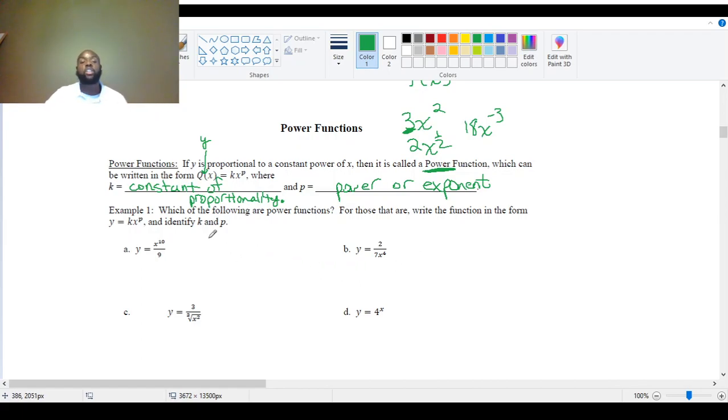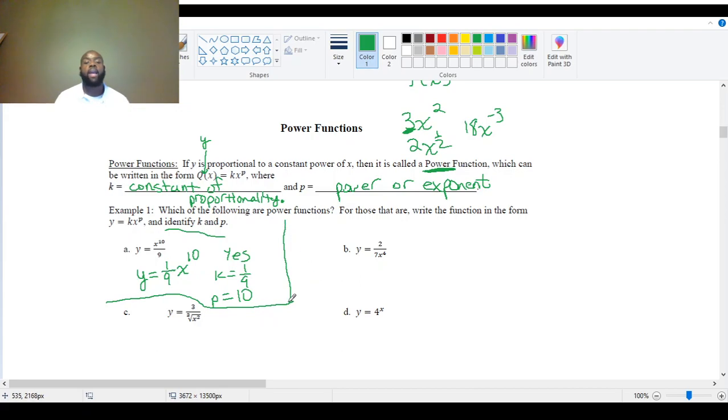Power function, all right? So we're going to look at some examples here and determine if they're power functions. And if they are power functions, we're going to identify k and p, right? So basically, can you write these functions as some number times your x to some power? In this example, anytime we divide by 9, that's the same thing as multiplying by 1/9. So we could write this as 1/9 x to the 10th. And so this would be a power function, because k in this case would be 1/9 and p would be 10. So we do have a power function in part A.